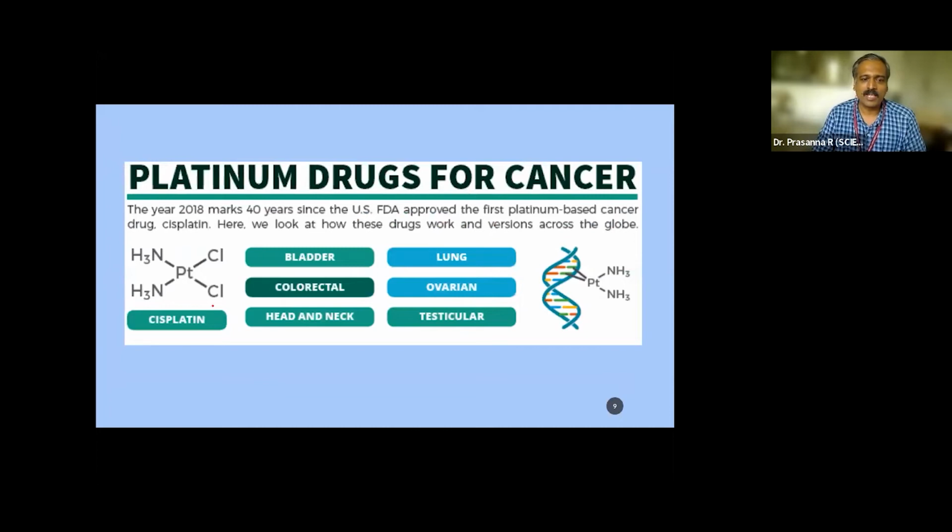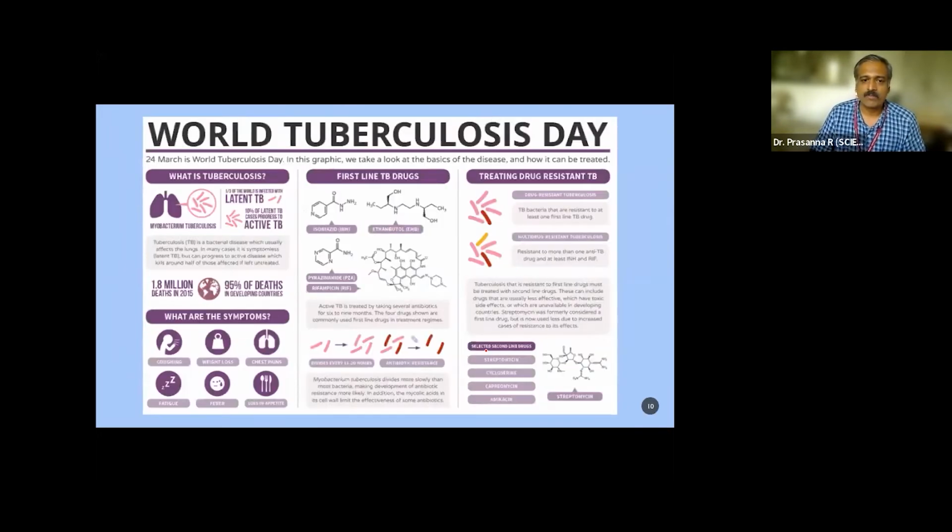Okay, so coming to cisplatin. Cisplatin is a molecule, it looks like this. It goes and sits in the DNA groove, and it is widely employed in various types of cancer like bladder, colorectal, head or neck, lung, ovarian, and testicular cancer. It finds very good application.